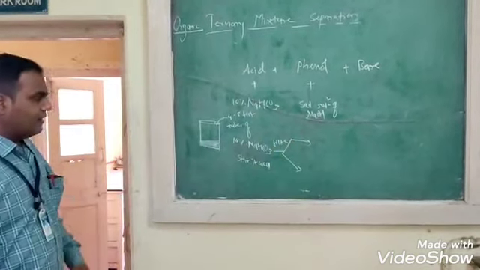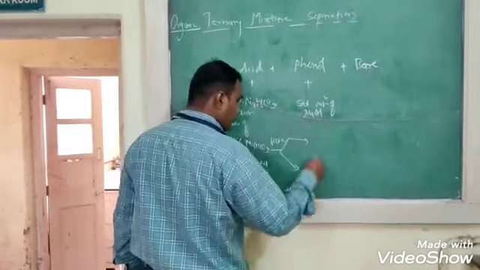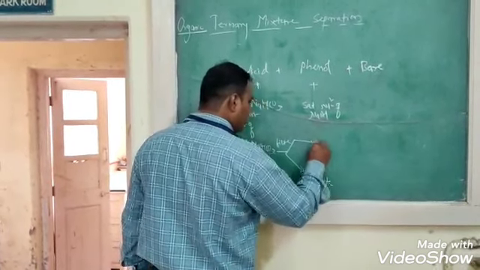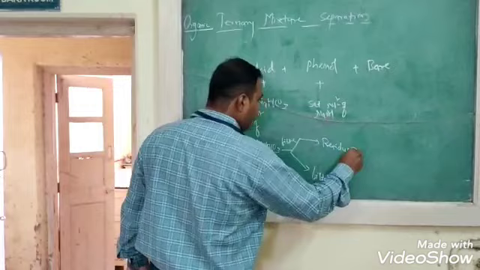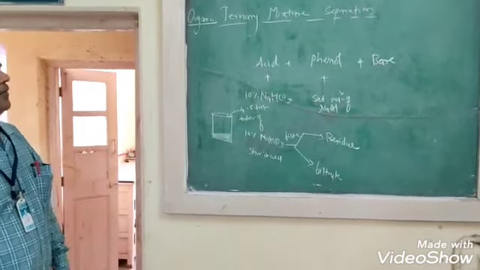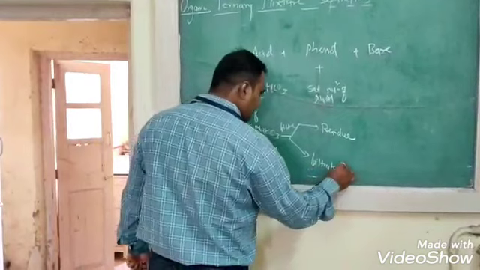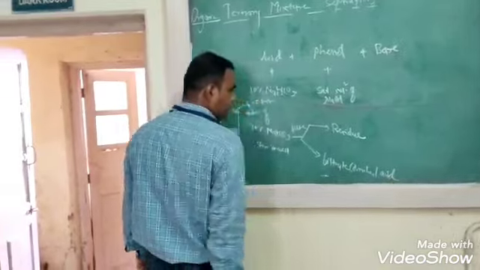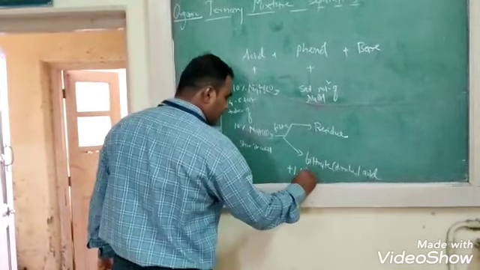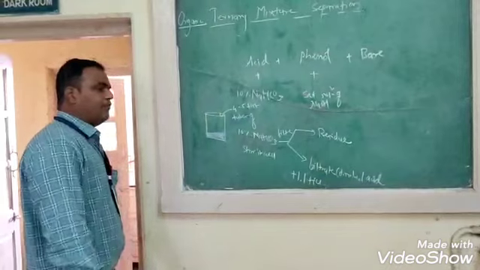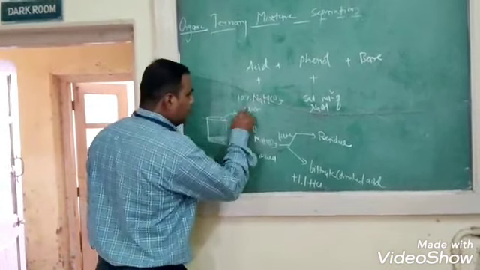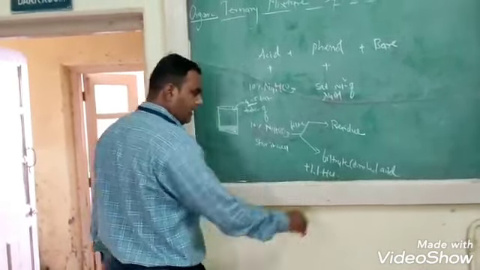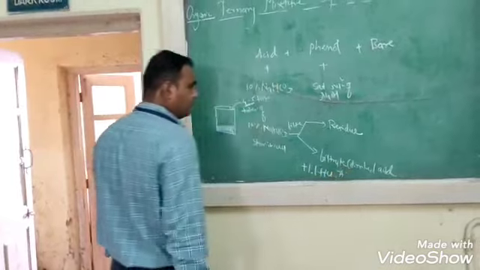So after filtering, there are two parts of that solution: one is the filtrate and another is the residue. In this residue, again two components are present, phenol and base. The filtrate contains the dissolved acid, and this is precipitated by addition of 1:1 HCl. After adding 4 to 5 test tubes of 1:1 HCl, a white precipitate is obtained. That is nothing but the pure acid component.